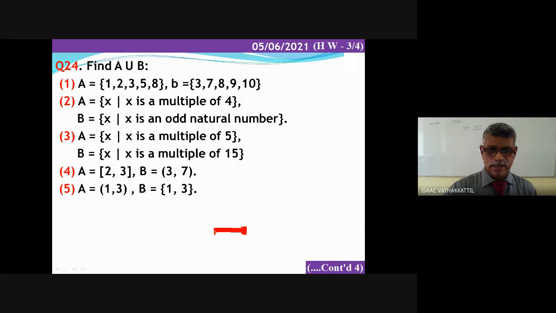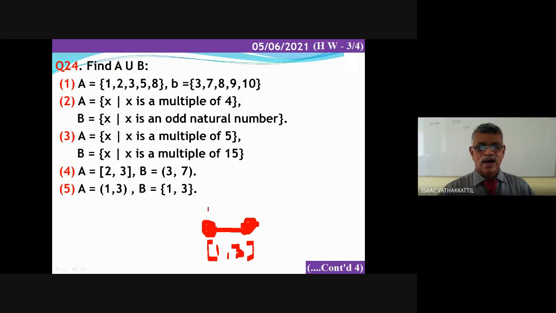1 is not there, 3 is not there. But what is B? B is 1 and 3. When I include them, I get the closed interval 1, 3. Are you getting the concept of intervals? The open interval 1, 3 does not include the end points. Here I am adding the end points.